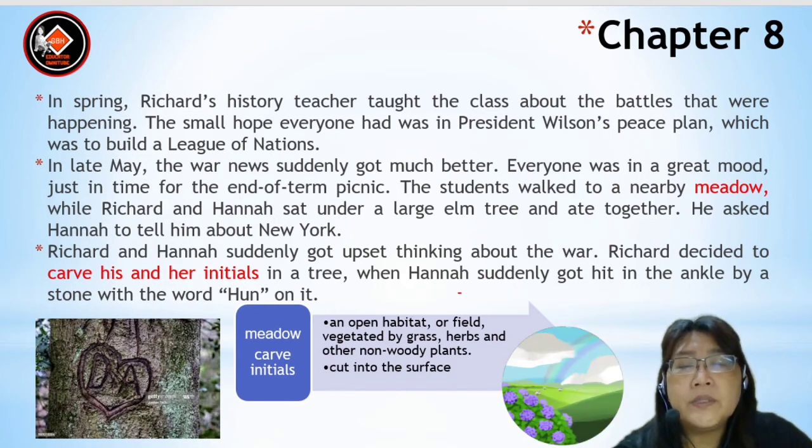Meadow is an open habitat or field vegetated by grass, herbs and other non-woody plants. To carve initials means to cut using a knife into the surface. Here it will be the elm tree. So initials will be the first letter of the name. Richard will be R and Hannah will be H.